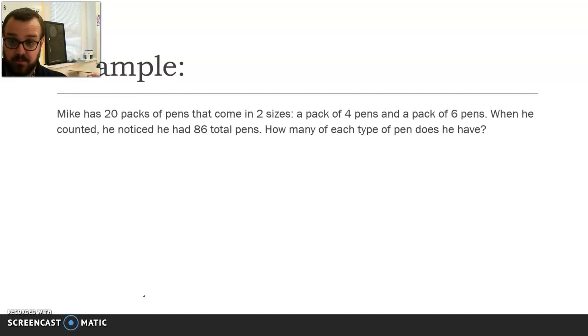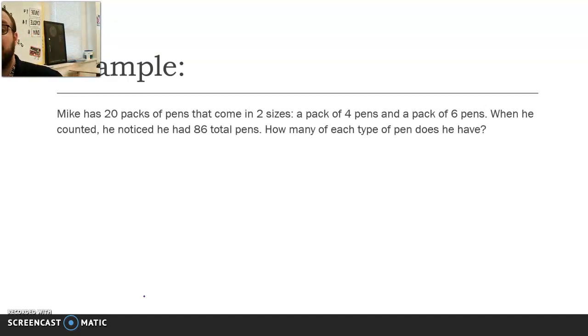Okay, for example, in this problem, we have Mike who has 20 packs of pens that come in 2 sizes. There's a pack of 4 pens and a pack of 6 pens. When he counted, he had 86 total pens. This guy likes to collect pens, apparently, got a lot of pens. I want to know how many of each type of pack of pen does he have? How many of each type does he have, okay?